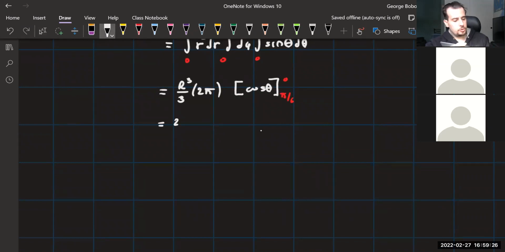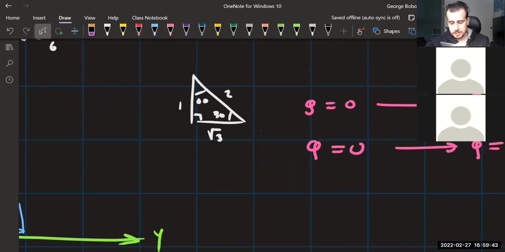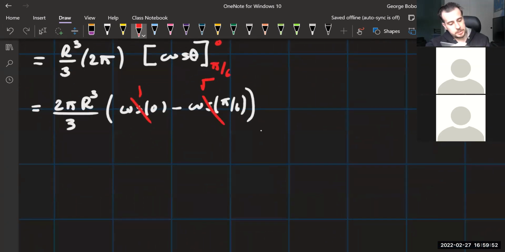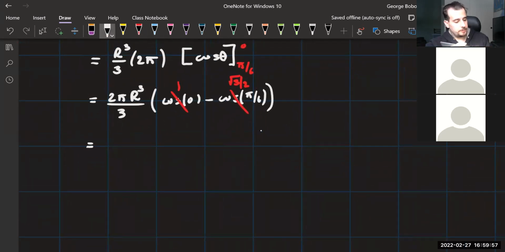And then we have 2 pi r cubed over 3, and then cos of 0 minus cos of pi over 6. Cos of 0, of course, is 1. And cos of pi over 6, we have the actual triangle over here. Pi over 6 is 30 degrees, so you get root 3 over 2, adjacent over hypotenuse. So that's what you have there, and that's your volume once you get it all down. Not a big deal.